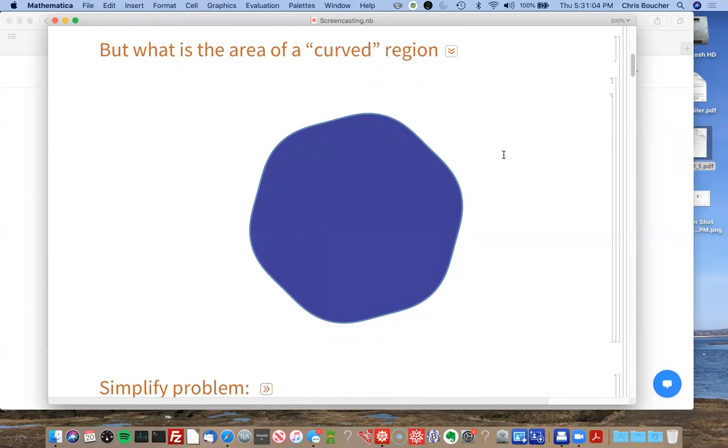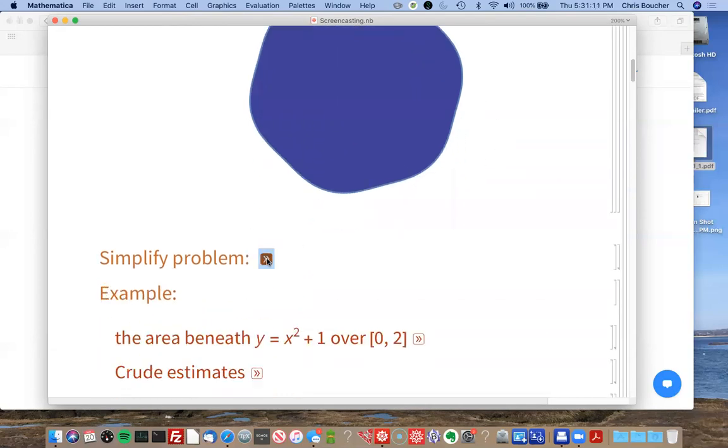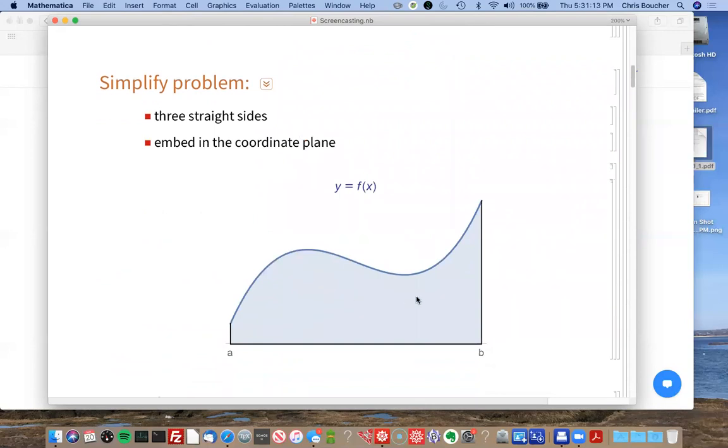Well, the first thing we're going to do is actually consider a simpler problem than this. So we won't consider just any old kind of curvy region, but rather we'll take a region that has 3 straight sides and 1 curvy side, because this makes it fairly straightforward to embed the region in the xy plane, right? What we'll do is we'll put one side along the x-axis, and then one side will be at some x value, we'll usually call that A, and another side will be at another x value, we'll call that B. Those are the 3 straight sides, and then we'll let the kind of top side be curvy.